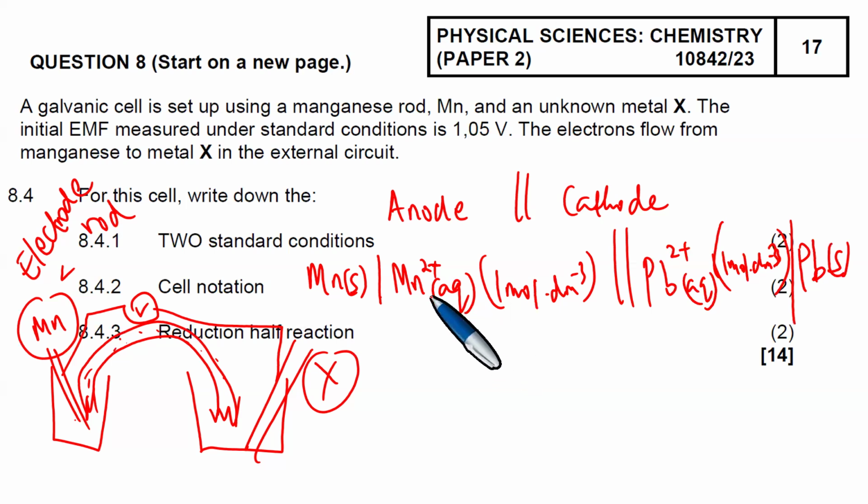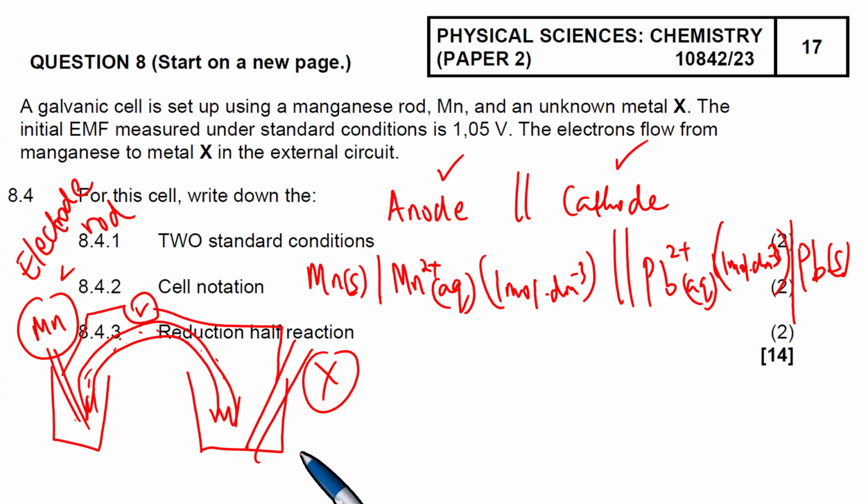So when you write these particular solutions, you put the concentration, which is the standard concentration, 1 mole per cubic decimeter. But now you put the manganese as a solid, you also put the lead as a solid. Your anode is put on the left and your cathode is put on the right. So these are the kinds of things you need to take note of.